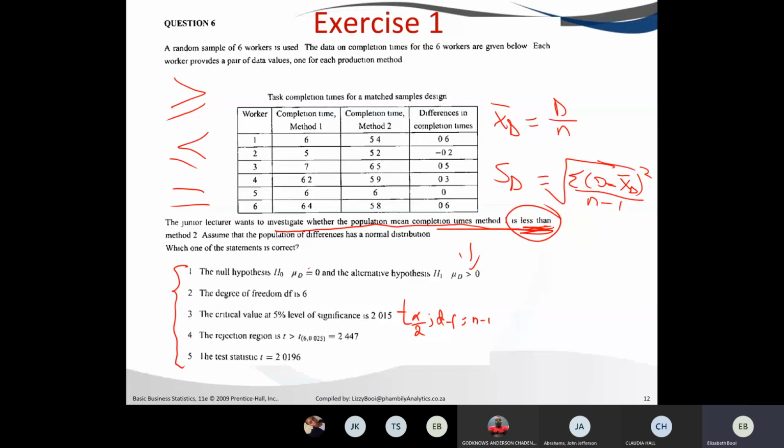And then the other thing is your test statistic. In this instance, they are asking you to also calculate what your test statistic will be. So your test stat, you remember, is your mean difference, which you would have calculated there, minus 0, divided by the standard deviation of the differences divided by the square root of n, which is your standard error. And once you have calculated that part, you should be able to state whether option number 5 is correct or wrong. And that's how you answer all these questions in the exam, because all 5 steps of the hypothesis testing are embedded in the options. So you need to know those steps.